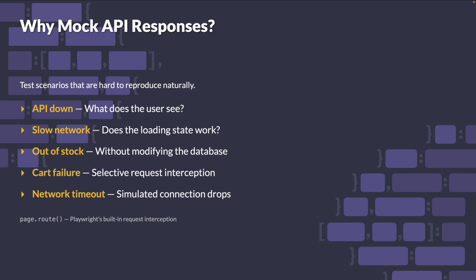Now let's talk about mocking an API response, which basically means sending a fake API response. Sometimes you want to test how your application handles situations that are hard to reproduce naturally. What if the API is down? What if it returns unexpected data? What if a product is out of stock? Playwright lets us intercept network requests and return custom responses. This is called mocking, and it's very powerful.